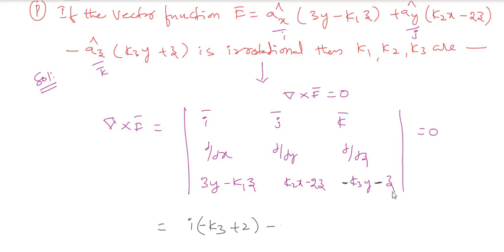Next minus J bar. J bar into x means there is nothing, so 0. Next it will be z, so plus K1. Am I right or not? Next plus K bar into what? x means K2 will be there, y means minus 3 will be there. So this will be that thing.